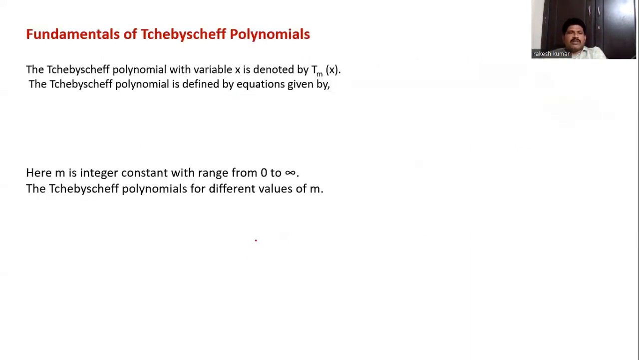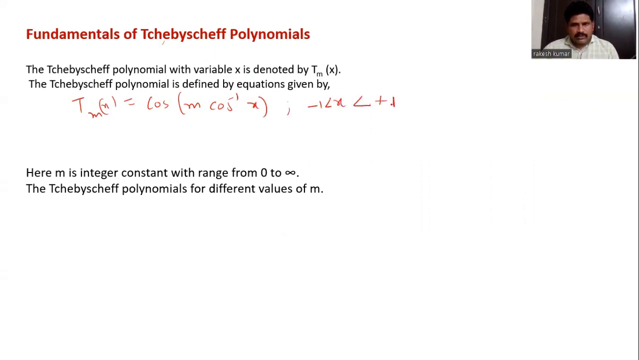Now let us see what the Chebyshev polynomials are. Let us discuss the fundamentals of Chebyshev polynomials. The Chebyshev polynomial with variable x is denoted with Tm of x. It is given as Tm of x is equal to cos of m cos inverse x, as given by C. L. Dolph. This is for x between -1 and +1.